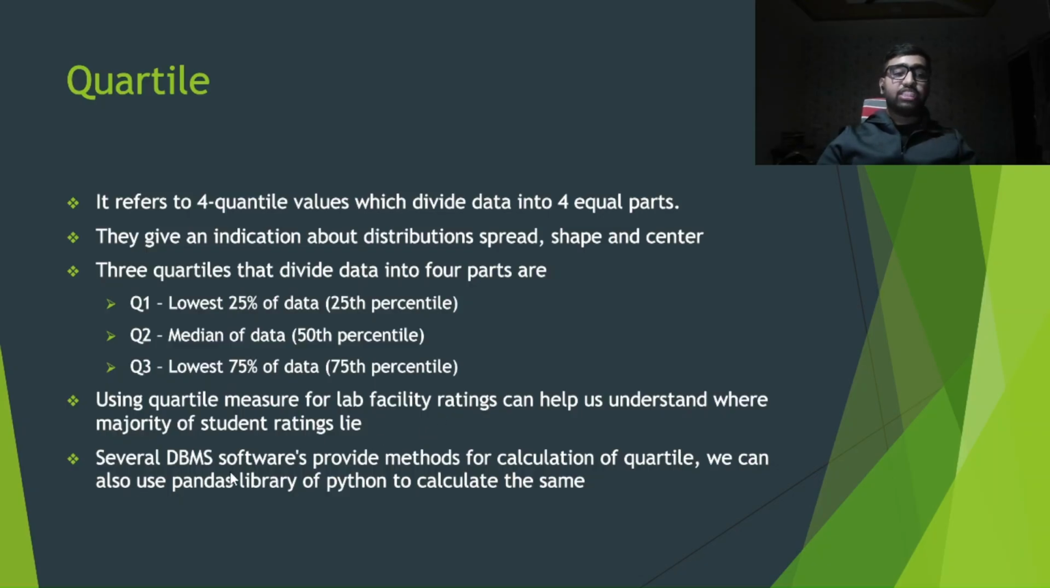Several database management system software provide methods for calculation of quartile. We can also use the Pandas library of Python to calculate the same. So basically, as I told you, the advanced database management system software have inbuilt methods for measurement of minimum, maximum, and even the quantile and quartile values. Also, we can use the Python libraries Pandas and NumPy, which are dedicated for statistical analysis.